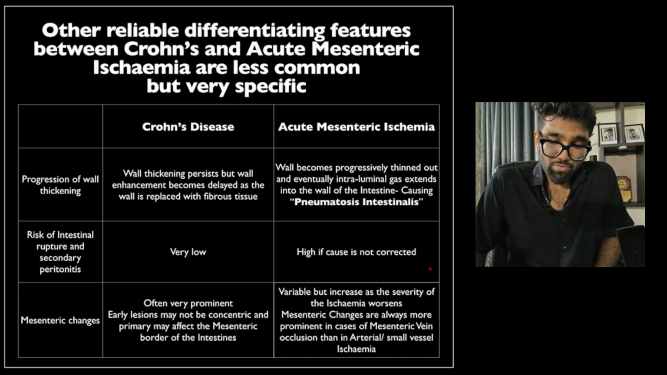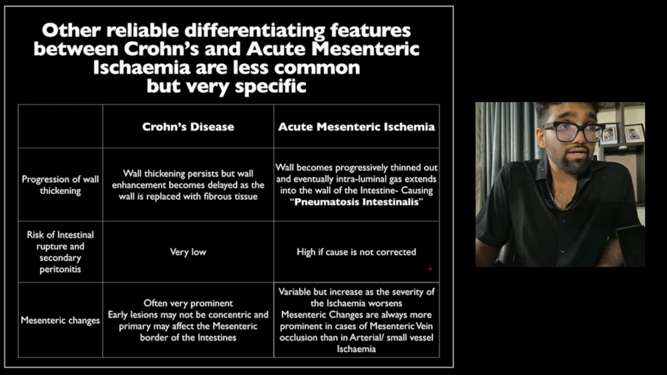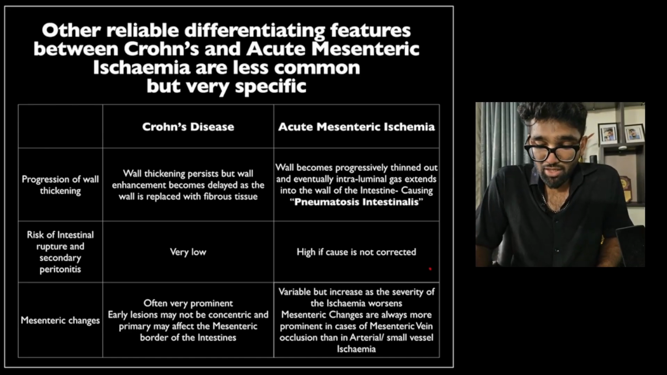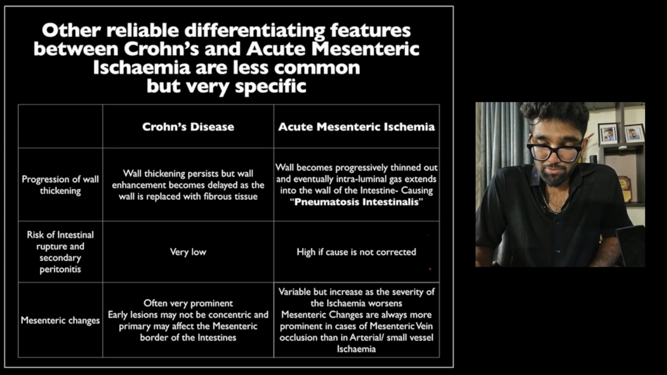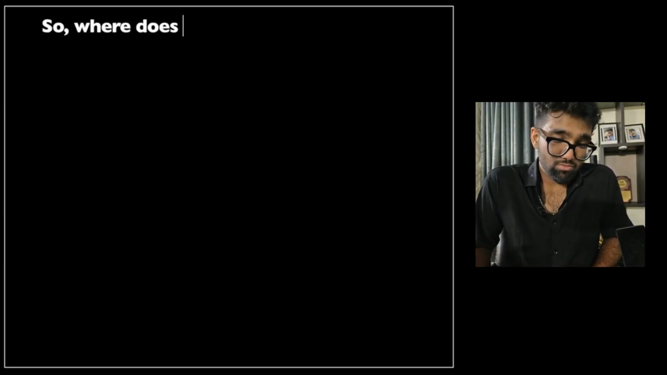So mesenteric changes are much more prominent in cases of mesenteric vein thrombosis, which we'll discuss two lectures from now while talking about portal vein thrombosis as an extension. But they are much more prominent, obviously, when there is mesenteric vein thrombosis as compared to arterial or small vessel ischemia. Okay, so these are the sequential changes. You might find these changes in different locations of the bowel, and when present concomitantly with each other, they indicate there is ischemia or Crohn's disease.